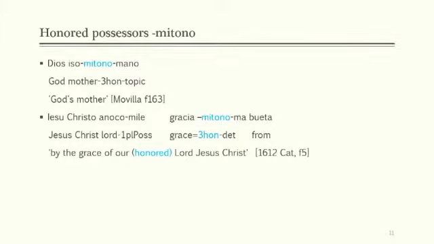The second is the special form for his or her. This is the suffix mitono. So God's mother here is Dios hizo mitono mano. And here the ordinary form would just be the mi instead of the mitono. I think we'll see a contrast in a second. Another example is by the grace of our honored Lord Jesus Christ. And here, Jesus Christ possesses the word grace. In other words, Jesus is grace. So Jesus is the possessor of grace. Therefore, we get honorific marking on grace.